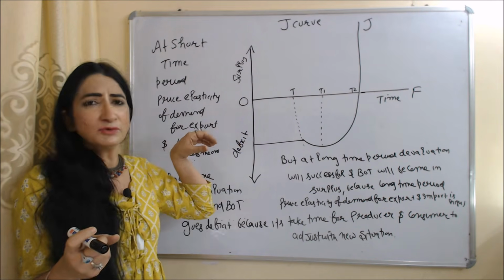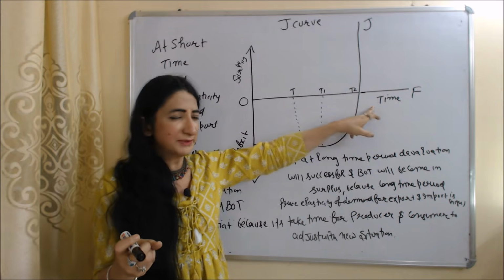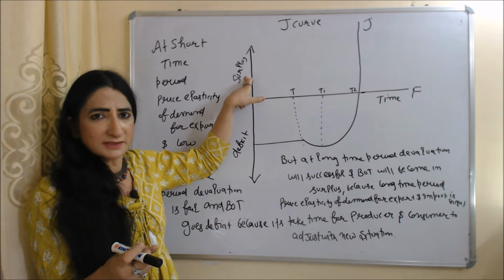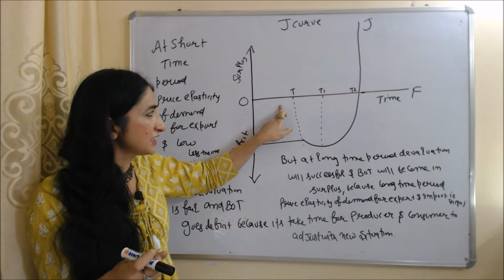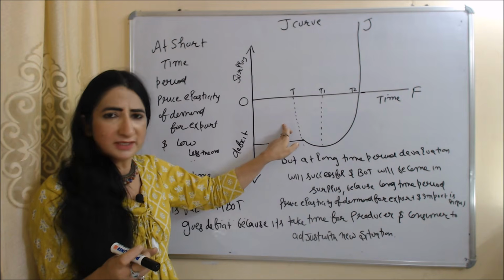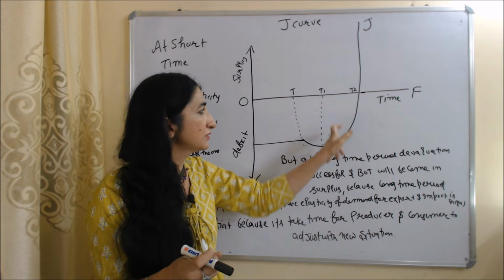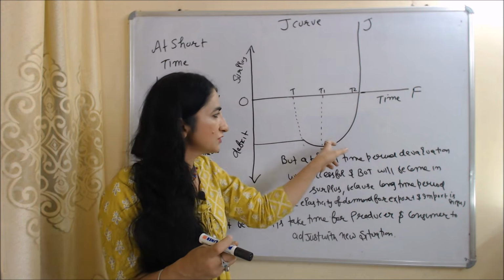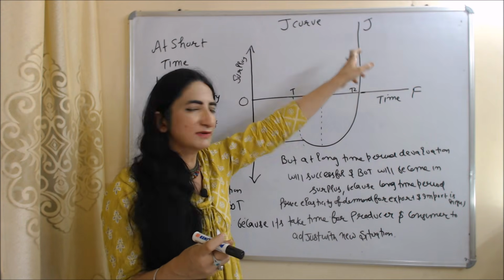In this diagram, you can see on the x-axis we have time period, here we have deficit in balance of payment, and here we have surplus in balance of payment. Initially, you can see our devaluation fails because our balance of payment is going in deficit. But slowly you can see our balance of payment is becoming a surplus. When we join all these points, we will get our J curve.